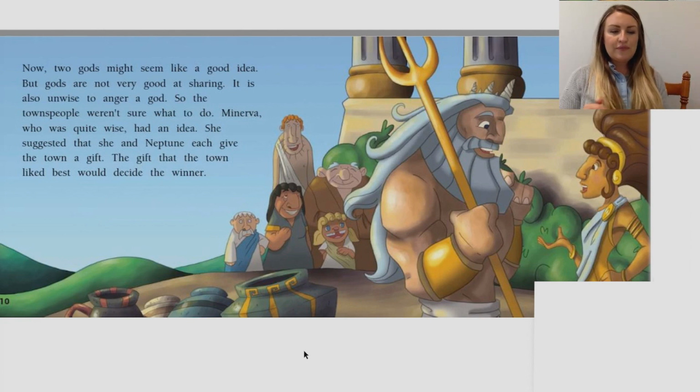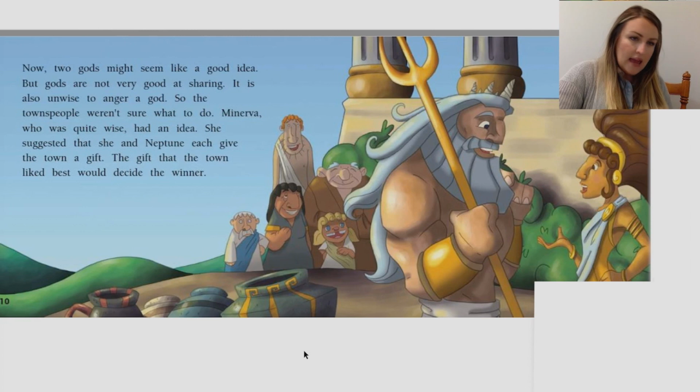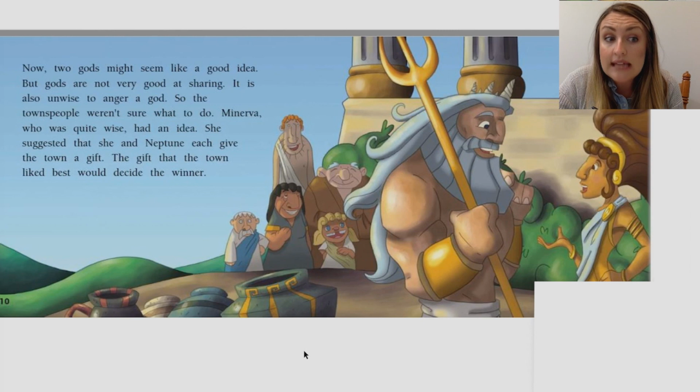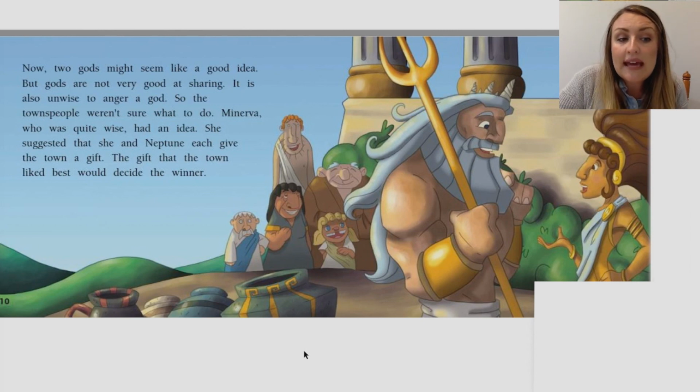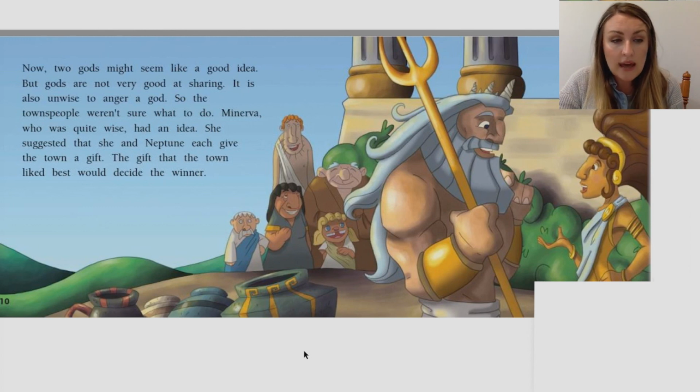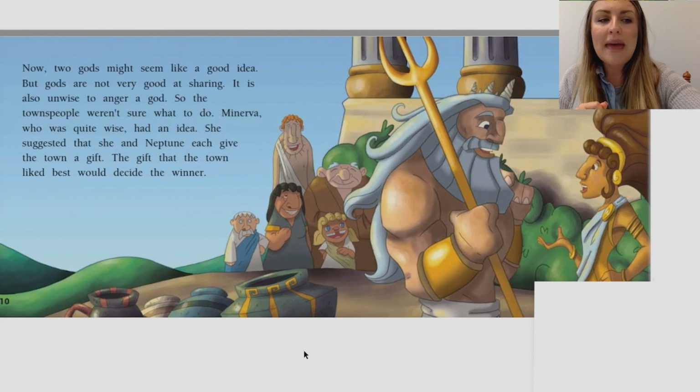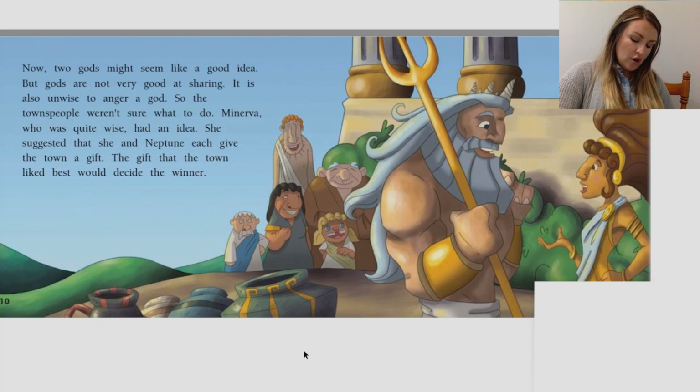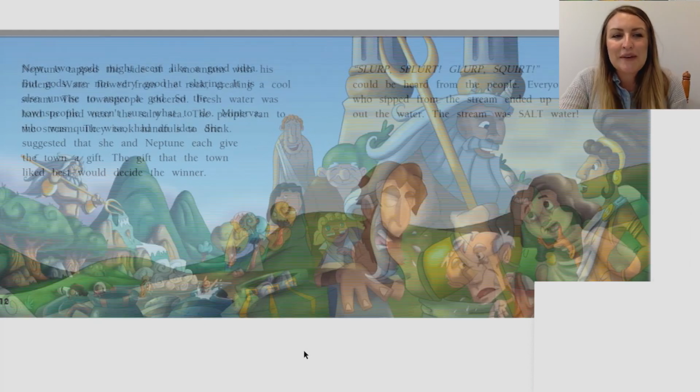Okay, so let's add some notes here. First, you're going to add another bullet point. And very good. The townspeople didn't want to make a choice. So Minerva came up with a plan for both Neptune and her to give the town a gift. Now, whichever gift is liked the most will win the town. I'm going to try to write a few words to help me remember this part. You can copy me or write some of your own. Minerva's plan for the best gift wins. Very good. Okay, let's keep reading.